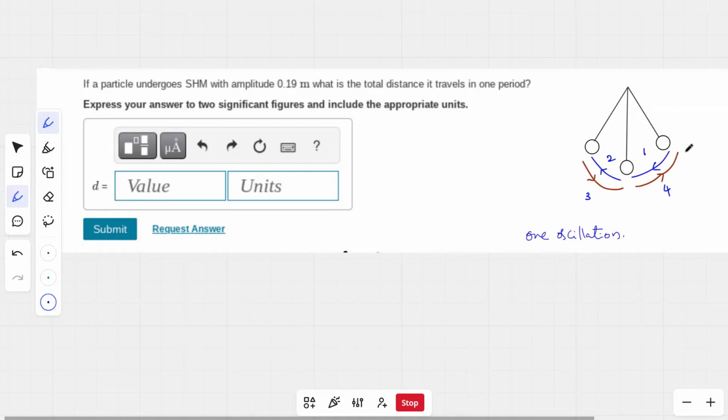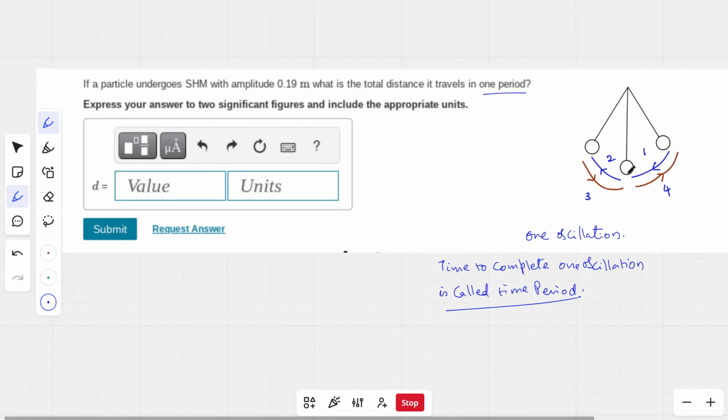And then the time to complete one oscillation is called one period, or time period. He is asking us to find out one time period. Now, from the equilibrium position to the extreme position is called the amplitude.